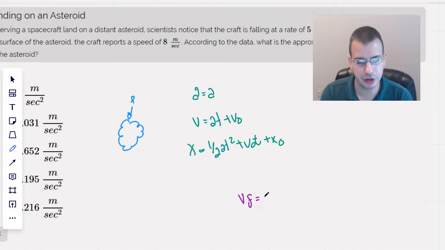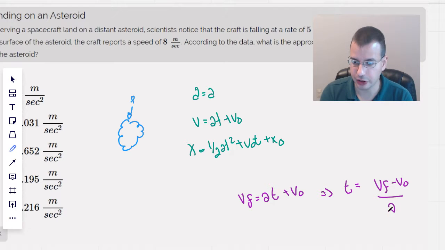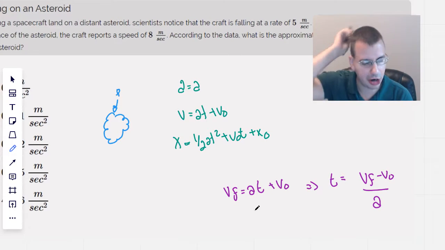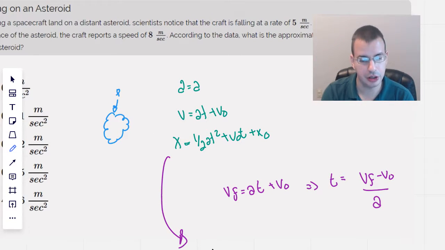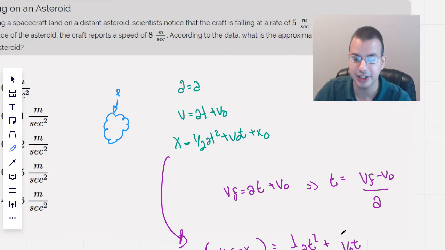V final equals acceleration times time plus V initial. So I'm going to say that time equals V final minus V initial over acceleration. So I move the V naught over, divided by time. I'm not entirely sure that's going to help me yet, but I'm going to go with it. So then we have x final minus x initial equals 1/2 AT squared plus V naught T. So I just moved the x final over.